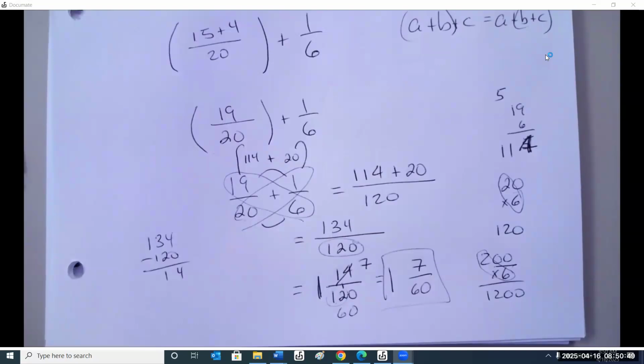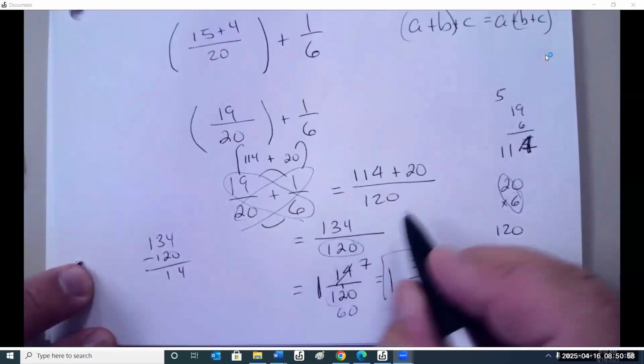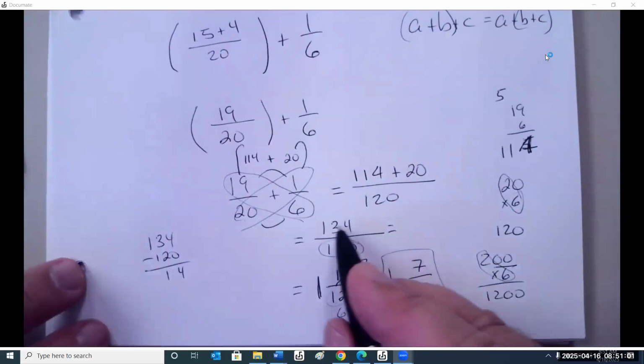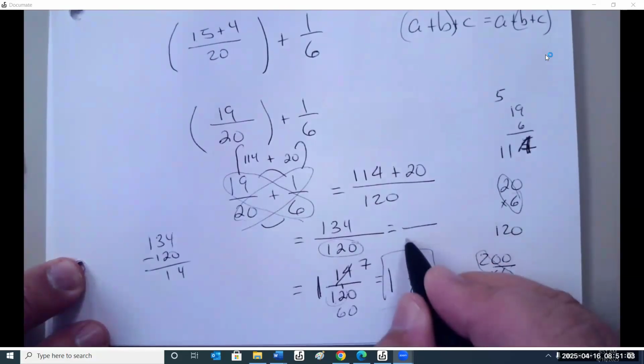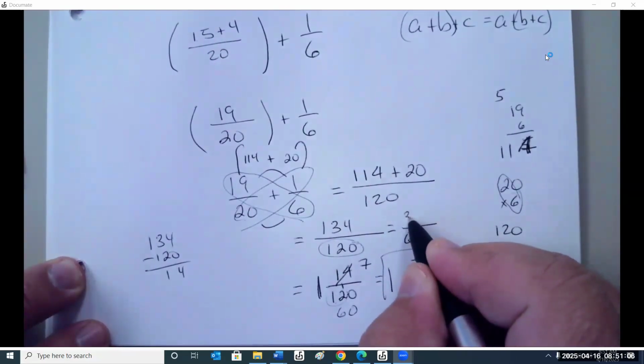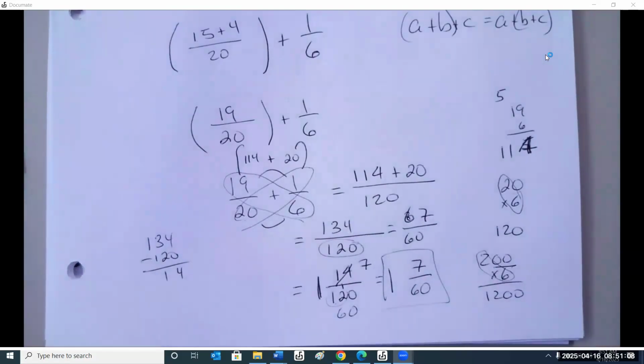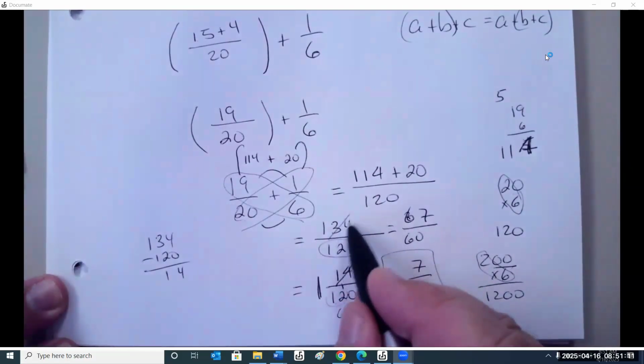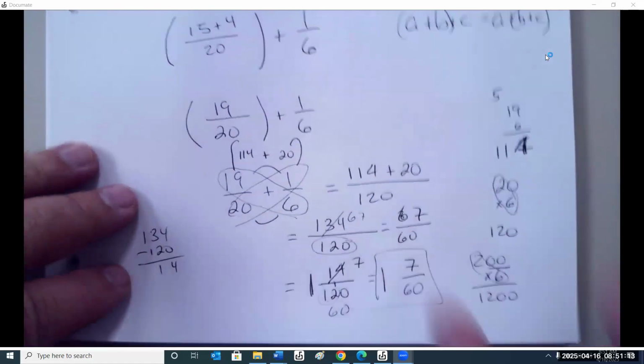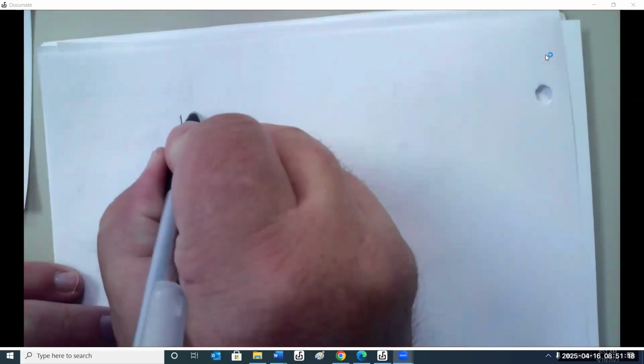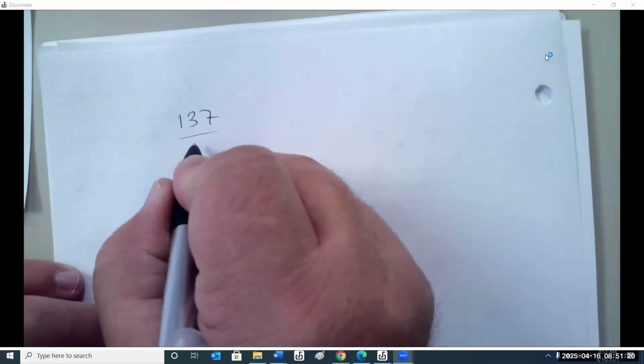Make the kids understand that you never want to leave your answers in improper fractions. Because right here, we could have simplified further because they both have 2 in common. 2 goes into here 67 times. So 134? 134.